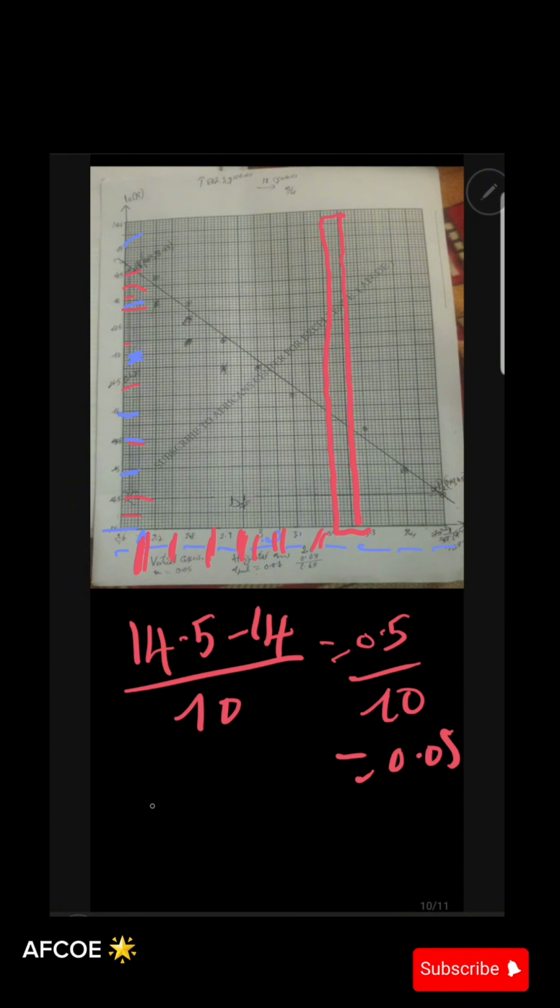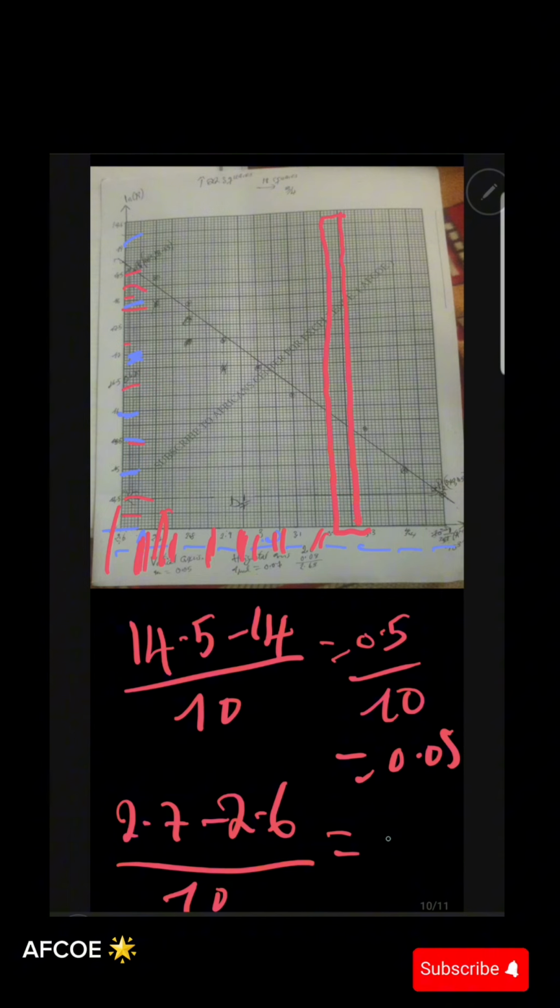Let's do the same for the horizontal axis. 2.7 minus 2.6 all on 10. I'm dividing by 10 because I have 10 small squares between here and here. And we get this to be 0.1 over 10, which is 0.01. So this is the increment on the horizontal axis, while this is the increment for the vertical axis per square.